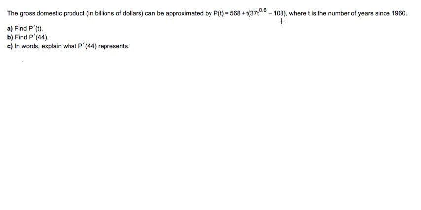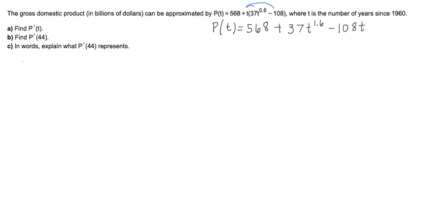If I find the derivative like this, the derivative of 568 is 0, but then I'd have to use the product rule here because t is my first factor, and then this is my second factor. So if you don't want to use the product rule, then you would need to distribute that out before differentiating. So that's what I'm going to do. So t times t to the 0.6, we add those exponents to get t to the 1.6, and then minus 108t.